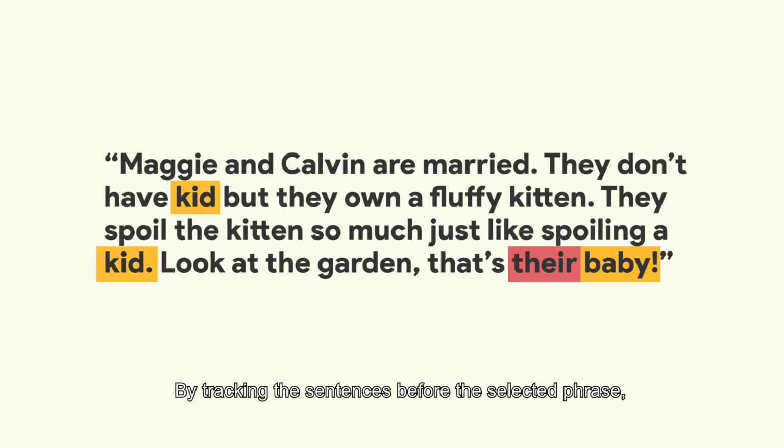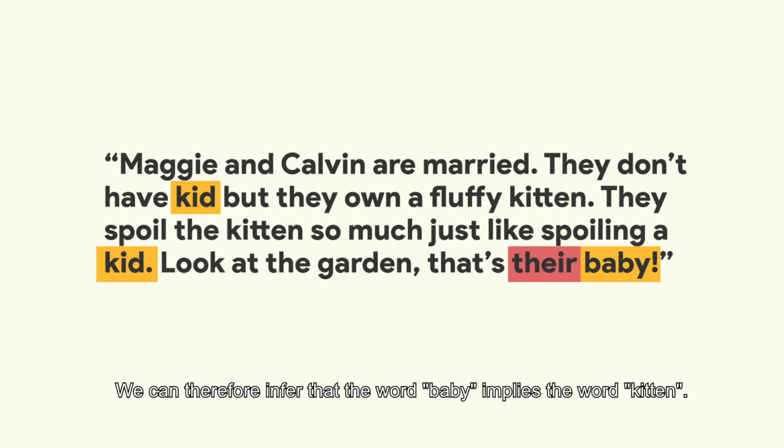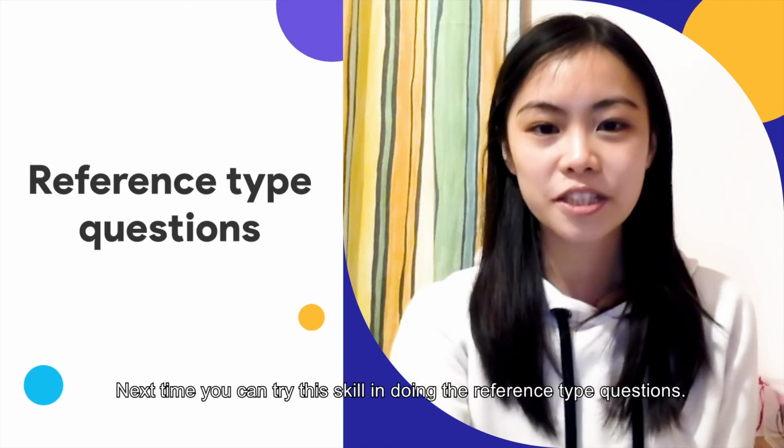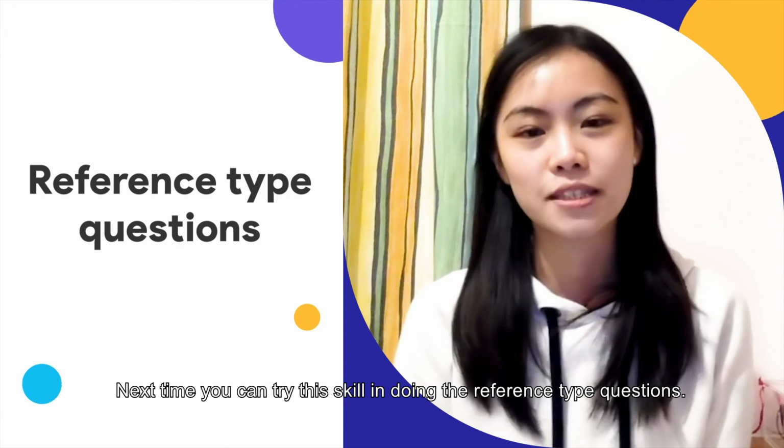By tracking the sentences before the selected phrase, we learn that Maggie and Calvin don't have kids, but they spoiled a kitten just like spoiling a kid. We can therefore infer that the word baby implies the word kitten. Next time you can try these skills in doing the reference type questions.